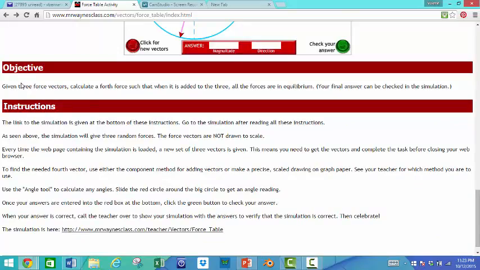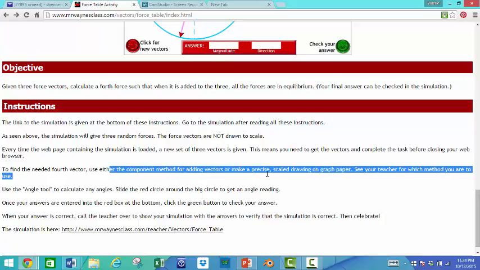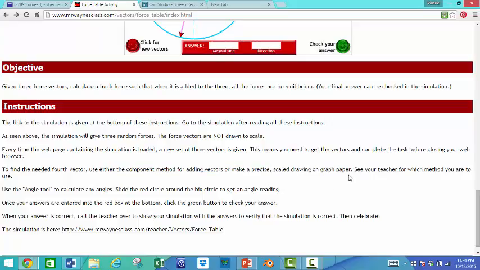Okay, so here again is your objective. Given three force vectors, calculate a fourth force, see they spelled that wrong, such that when it is added to the three, all the forces will be in equilibrium. And you can actually check it in simulation. It'll tell you if it's right or wrong. Here you can read through the instructions again, but I pretty much described what you'll be doing. You will be using the component method and not a scaled drawing. You'll be using the component method, and we know what that is, our table of x and y's, right?